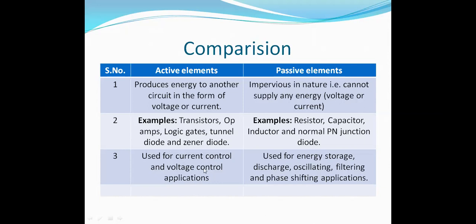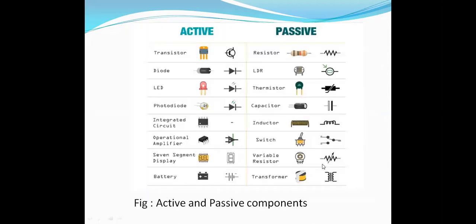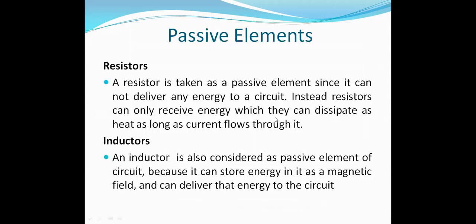Active elements can be used for current control and voltage control applications. And passive elements are used for energy storage, which can be used for discharge, oscillating, filtering, and phase shifting applications. And these are the major elements which come under active and passive elements. So these are the examples. And next the passive elements, which are nothing but resistor and inductor, and their functionality can be described here.